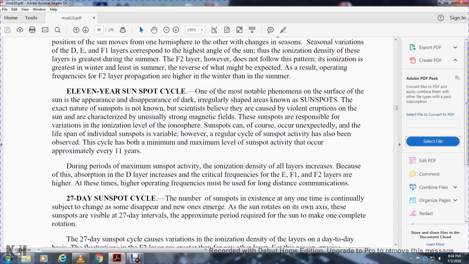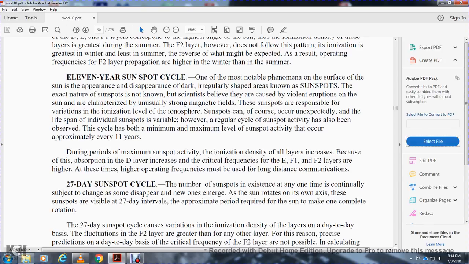During periods of maximum sunspot activity, the ionization density of all layers increases. Because of this, the D layer absorbs more, and the critical frequencies of the E, F1, and F2 layers are higher. At these times, higher operating frequencies must be used for long-distance communication.